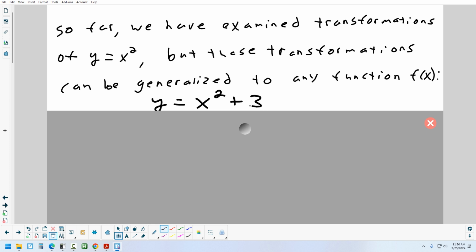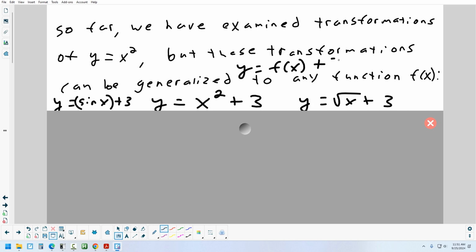Well, it turns out if you did that, or you did that, or you did even like a trig function, those are all shifted up 3. We don't know what some of these are. We don't know what a sine function looks like yet, at least I didn't teach you. But whenever you put a +3 on the end of any function, it would shift it up 3. So in general, if you had something like this, any function, that's what that represents. Any function with a +3 would shift it up 3.